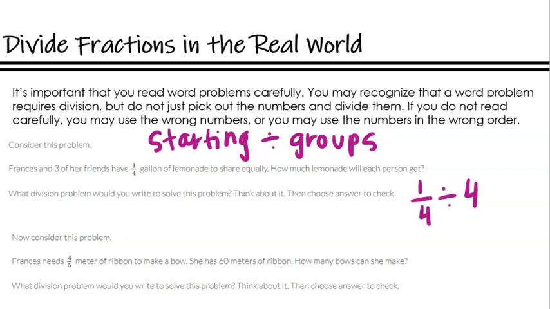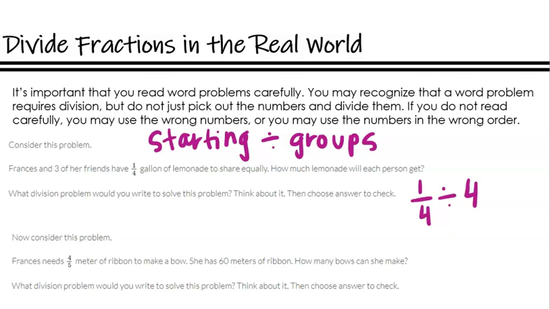Let's look at the next problem. Francis needs 4/5 meters of ribbon to make a bow. That means in order to make one bow, she needs 4/5 of a meter. She has 60 meters of ribbon. How many bows can she make? What division problem would you write? Think about it, choose an answer to check.